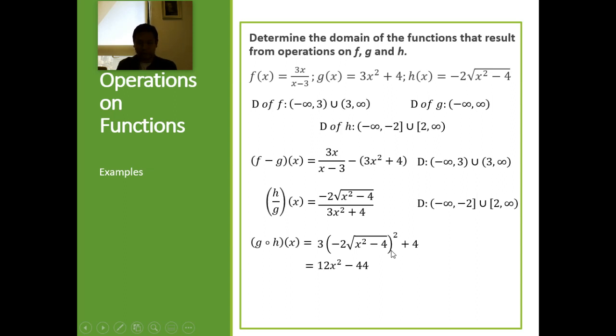So what happens for its domain? It's going to be this. Although 12x squared minus 44 is a polynomial function, initially it looks that the domain will be composed of all real numbers, no restrictions. But again, since we used a function with a restriction, h of x, the restriction for h of x should also take effect in the result of the composition.